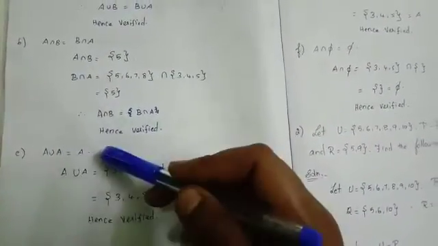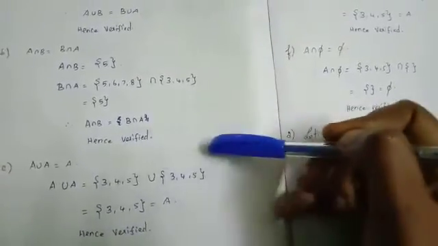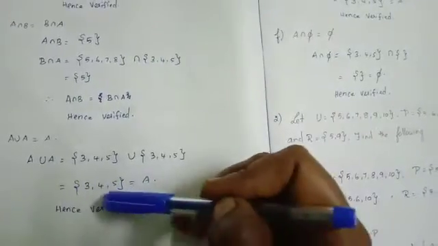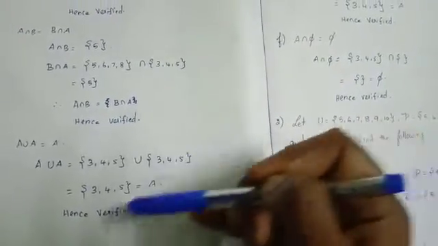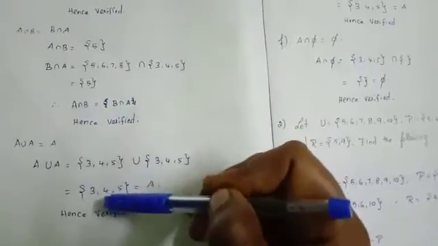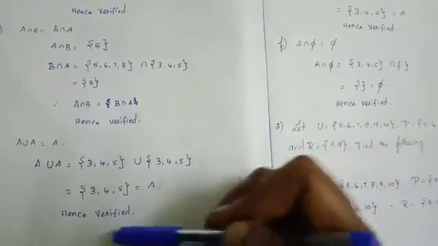The next one, C subdivision: A union A is equal to A. First of all you take the left hand side, A union A. A set union the same A set. Union means all the numbers will be written: 3, 4, 5, and again it's only repeated. So no need to write the repeated numbers. Only 3, 4, 5. This is nothing but your A set. Therefore A union A is equal to A. So hence verified.